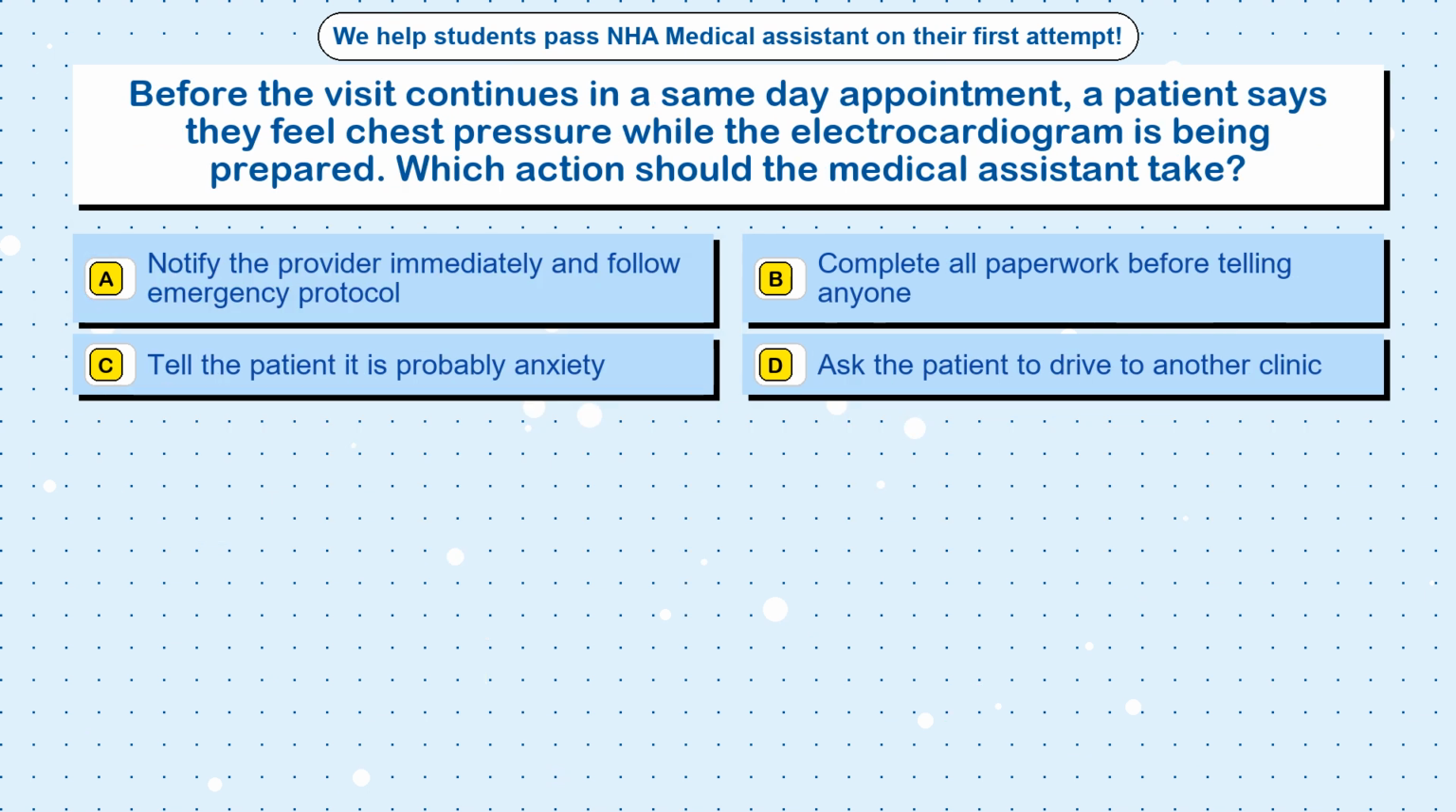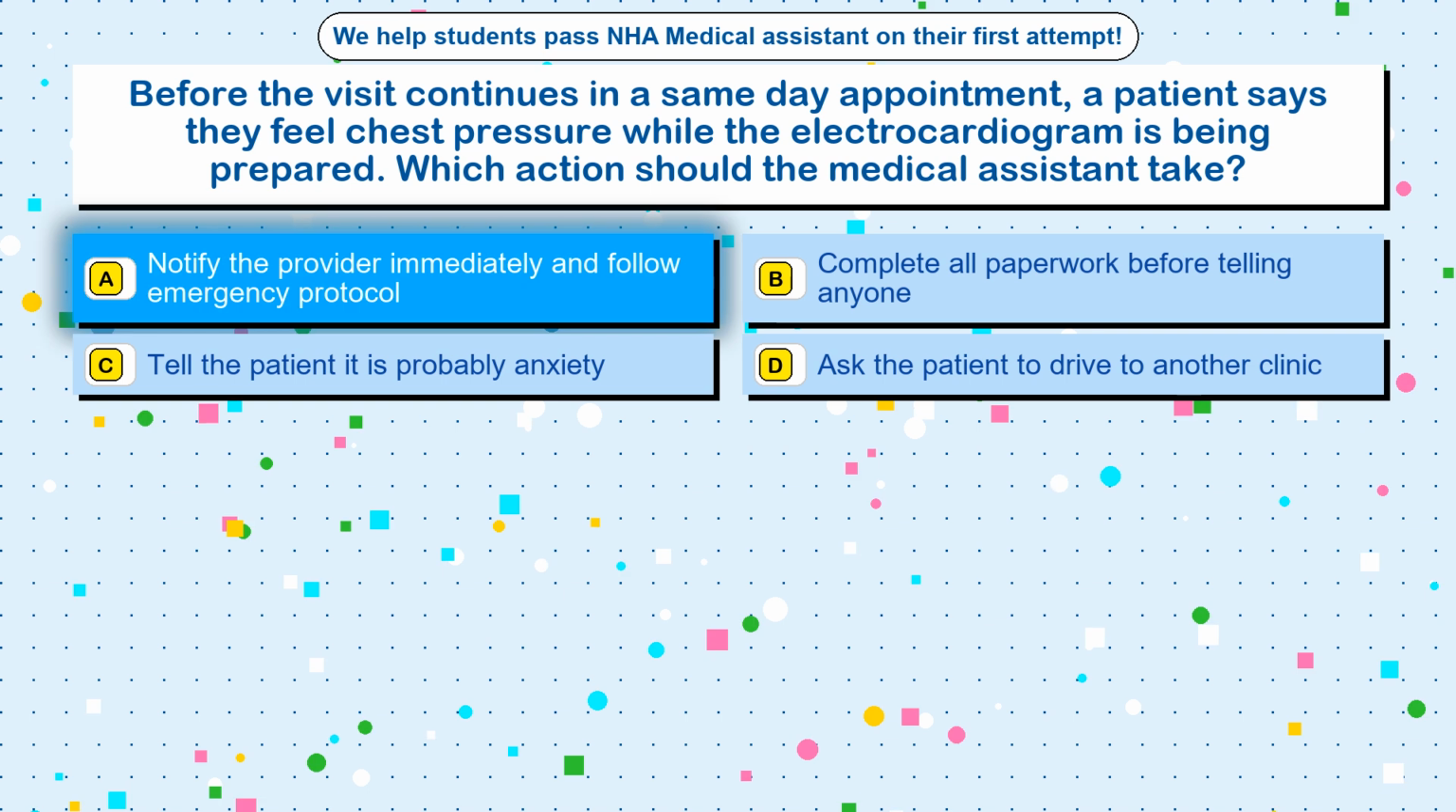Question 19. Before the visit continues in a same-day appointment, a patient says they feel chest pressure while the electrocardiogram is being prepared. Which action should the medical assistant take? Option A, notify the provider immediately and follow emergency protocol. Option B, complete all paperwork before telling anyone. Option C, tell the patient it is probably anxiety. Option D, ask the patient to drive to another clinic.